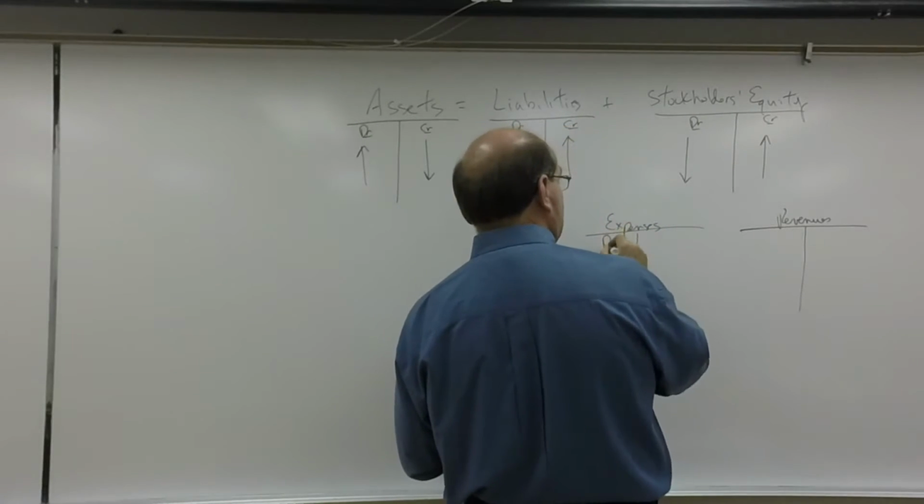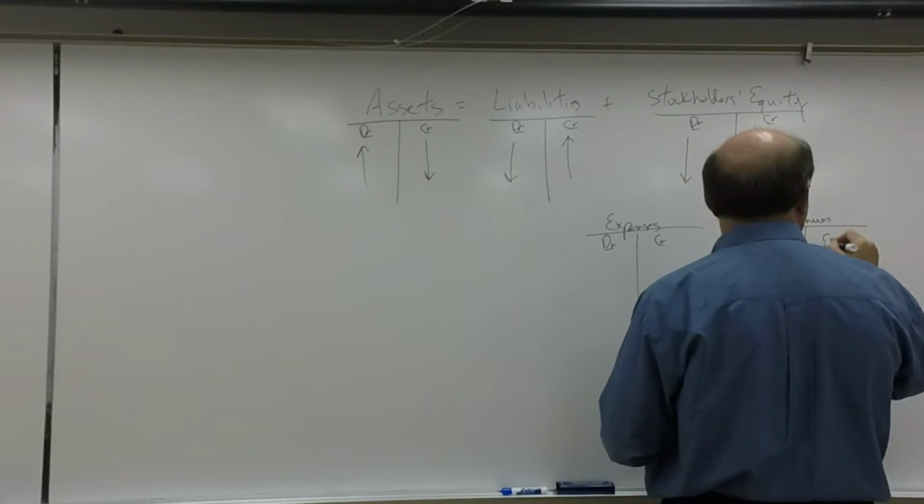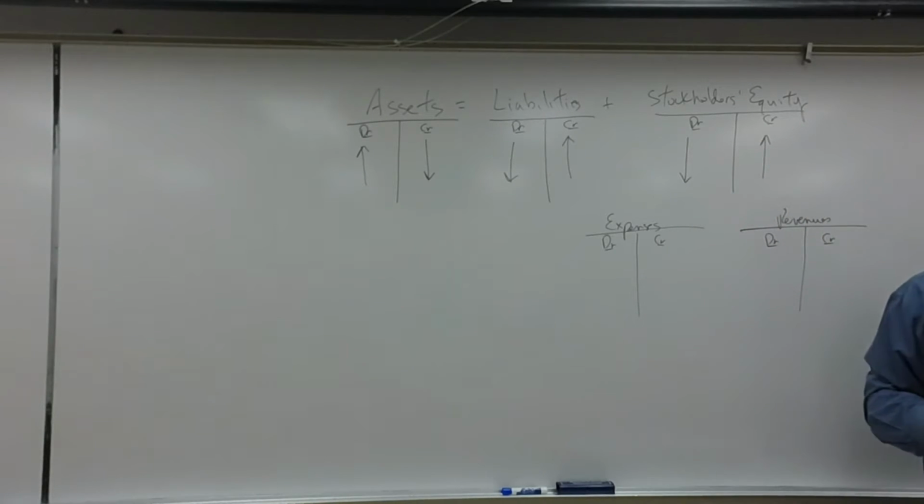And the same thing happens here. We have debits on the left, credits on the right. So when we want to show an increase in a revenue, that's when we've sold something. So we sold something to a customer.